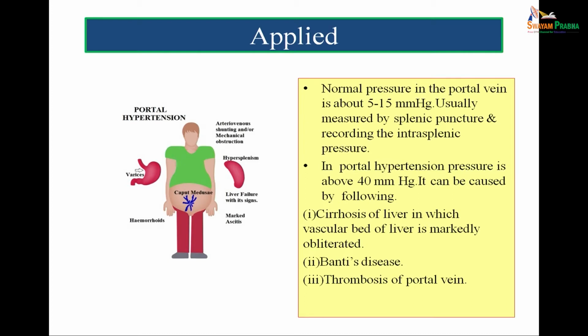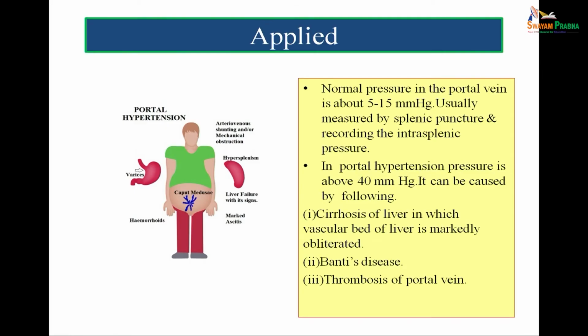Now, what is the critical pressure level which results in these clinical manifestations? Normal pressure in the portal system is about 5 to 15 mmHg. This is usually measured by splenic puncture, as I mentioned previously also. In portal hypertension, pressure rises above 40 mmHg. This can be caused by cirrhosis of liver, in which the vascular bed is markedly obliterated, or Banti's disease. This is a fashionable name. It actually is a congestive splenomegaly in which premature destruction of RBCs can take place, or there may be thrombosis of the portal vein. So, all these are the reasons for the portosystemic channels to open up.